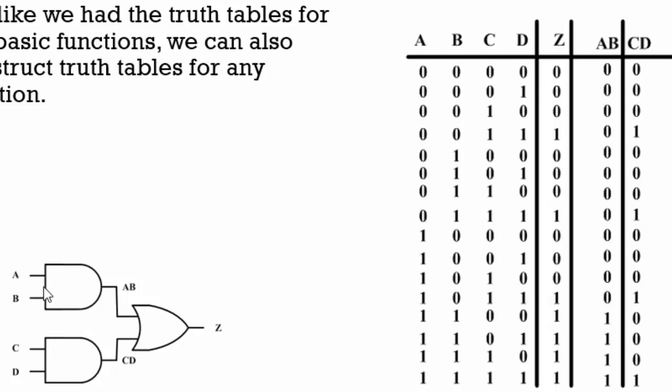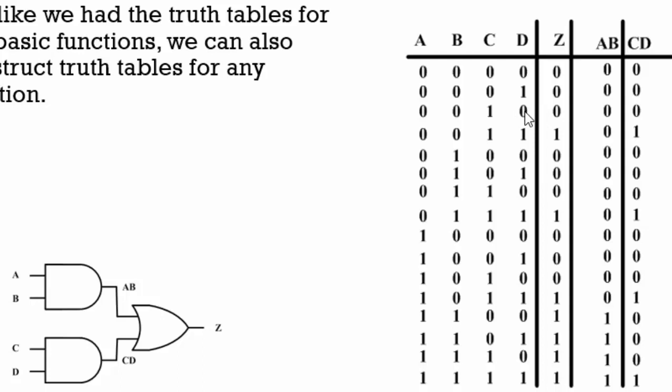So if A, B are 0, 0, and then C, D are 0, 0, also you have 0. If you have A, B 0, and C is 1 here, and then D is 0, you will have 0. Why? Because your C, 1 and 0 is always 0.